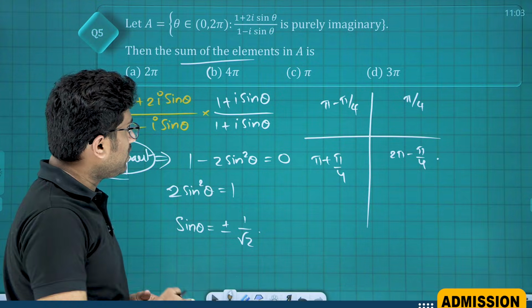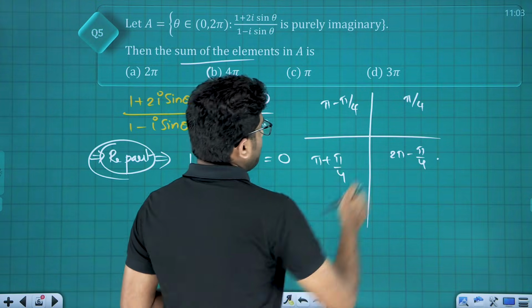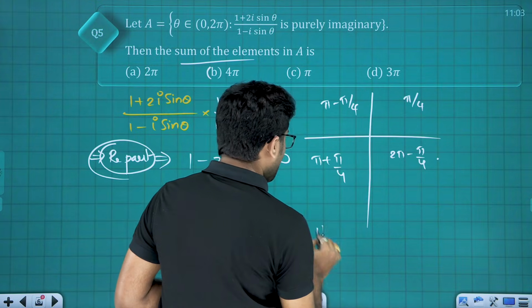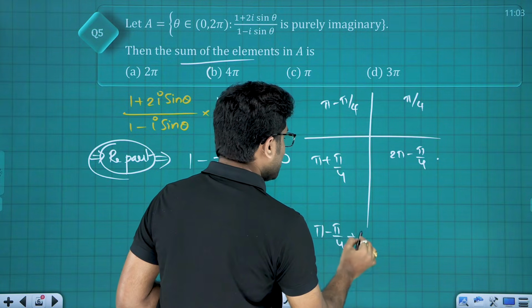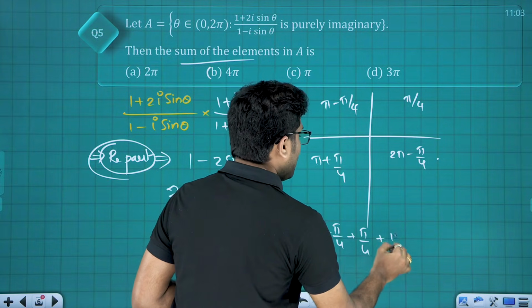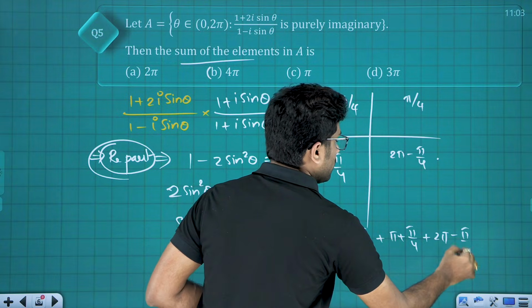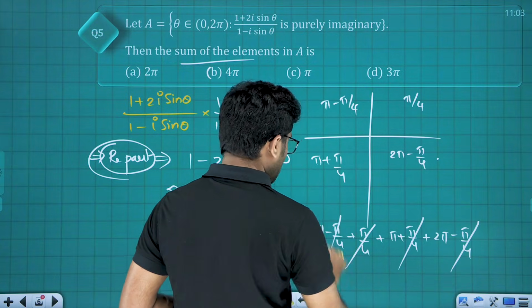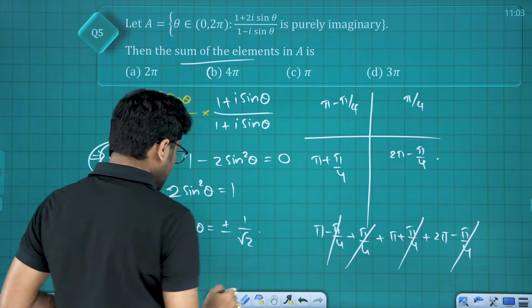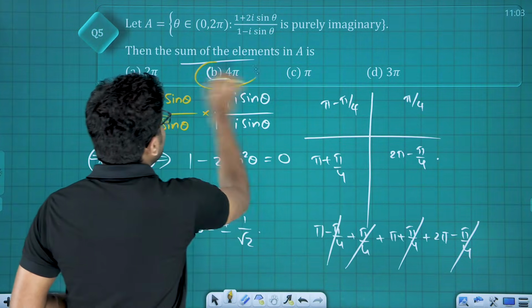Now, the sum of the elements we need, correct? Pi by 4, pi minus pi by 4, pi plus pi by 4, 2 pi minus pi by 4. 1, 2, 3, 4. So the answer is 4 pi. Sum of the elements in the set they are asking.